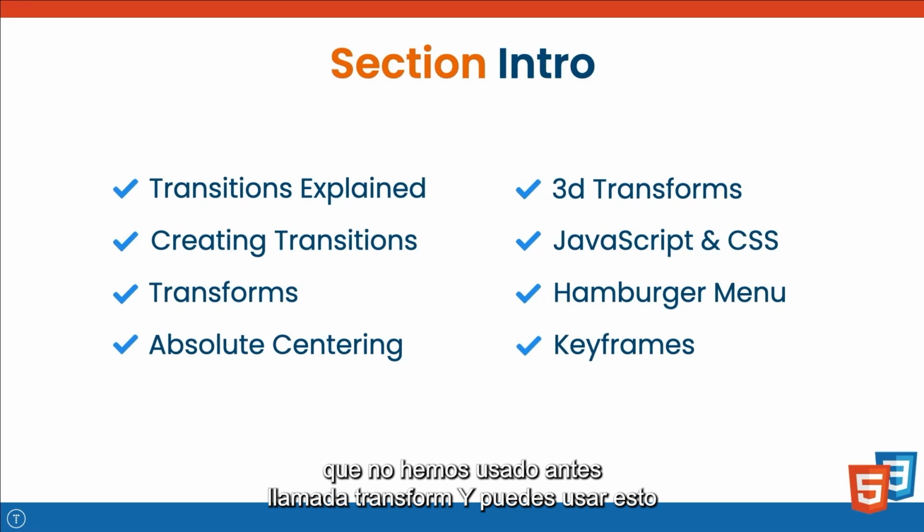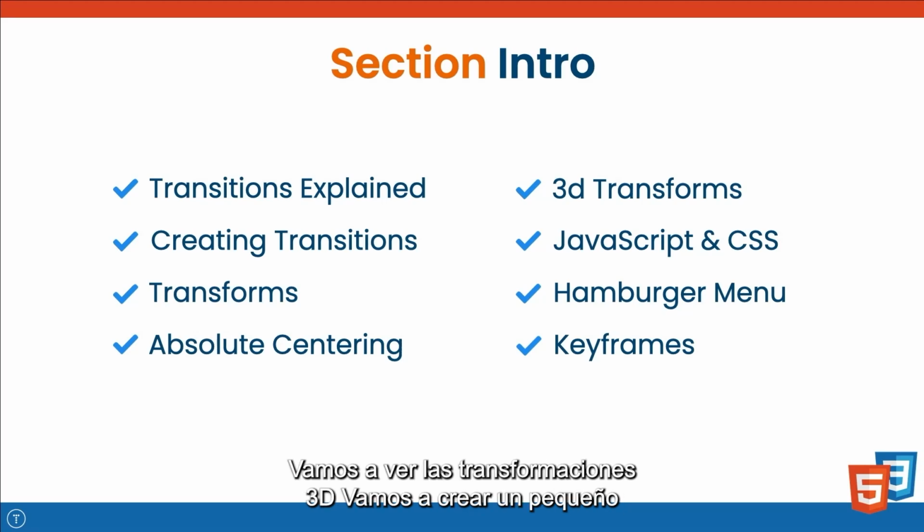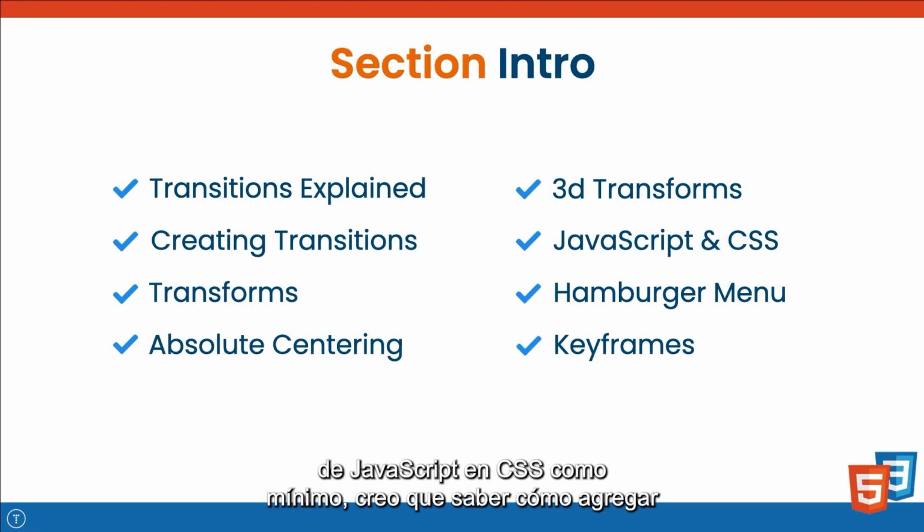We're also going to look at a property we haven't used before called transform, and you can use this to do things like rotate elements, scale elements, translate, which is just move along the X or Y axis. We're going to look at 3D transforms. We're going to create a cool little 3D card project where we click it and it flips over with a 3D effect. And we're also going to look at a little bit of JavaScript and CSS. At the very least, I think knowing how to just dynamically add and remove a class to something, you can do a lot with that.